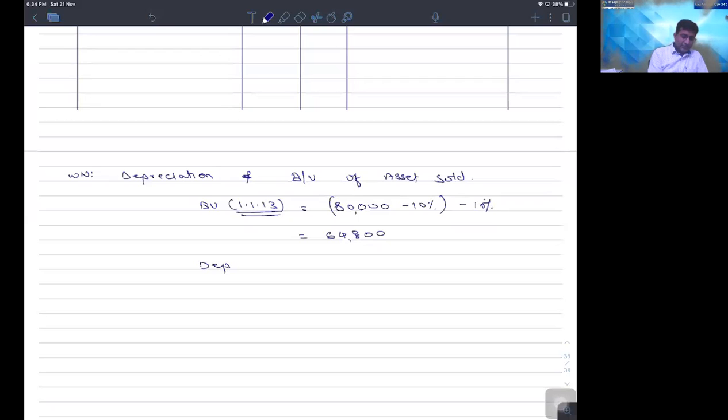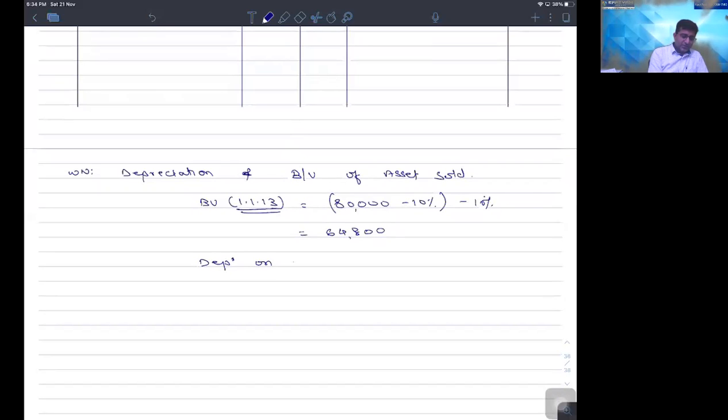Depreciation for 1st July 2013 will therefore be equal to 64,800 into 10% into 6 upon 12, because we are following calendar year, and that comes to 3240. Am I right?